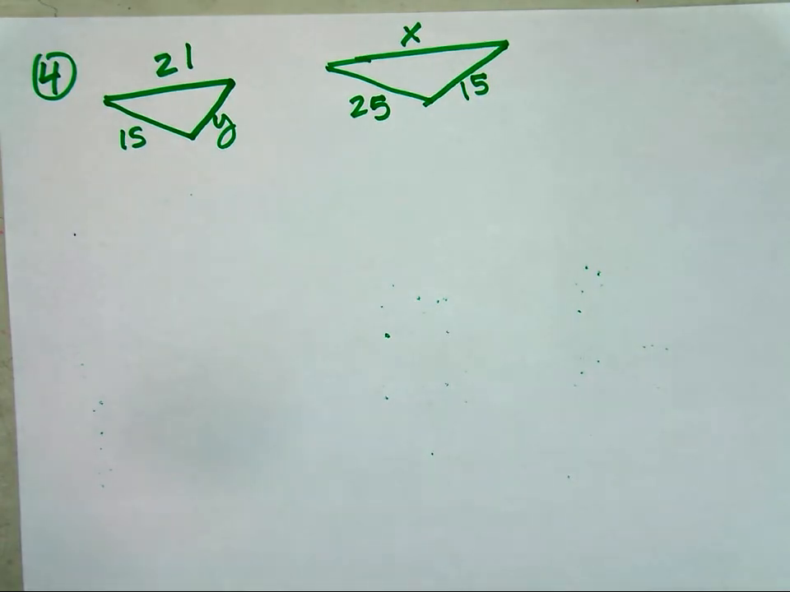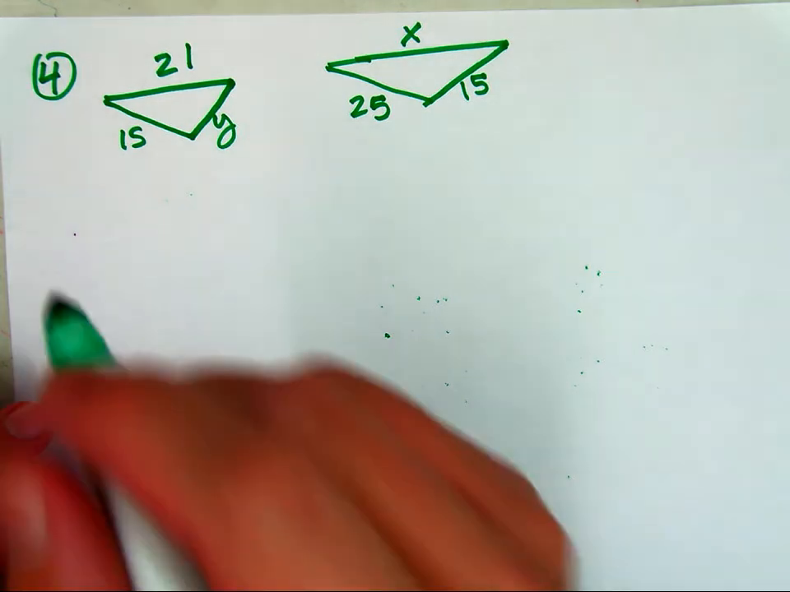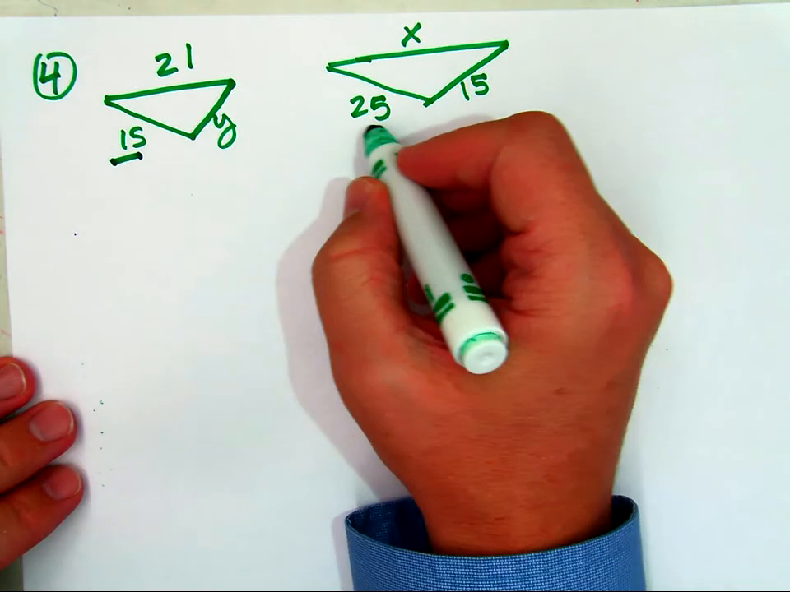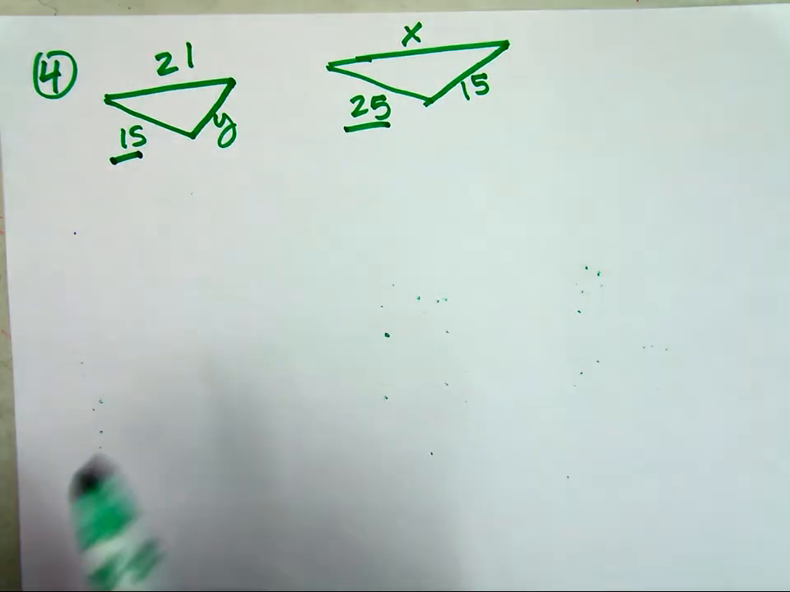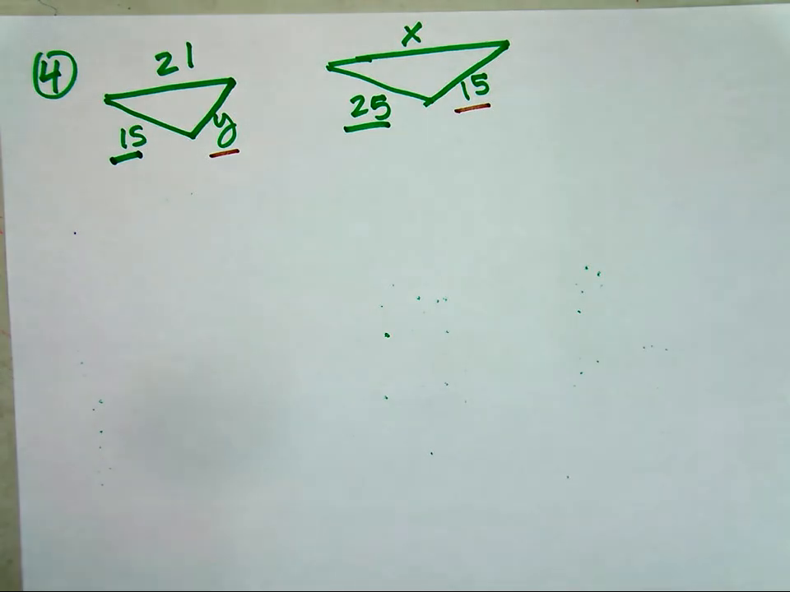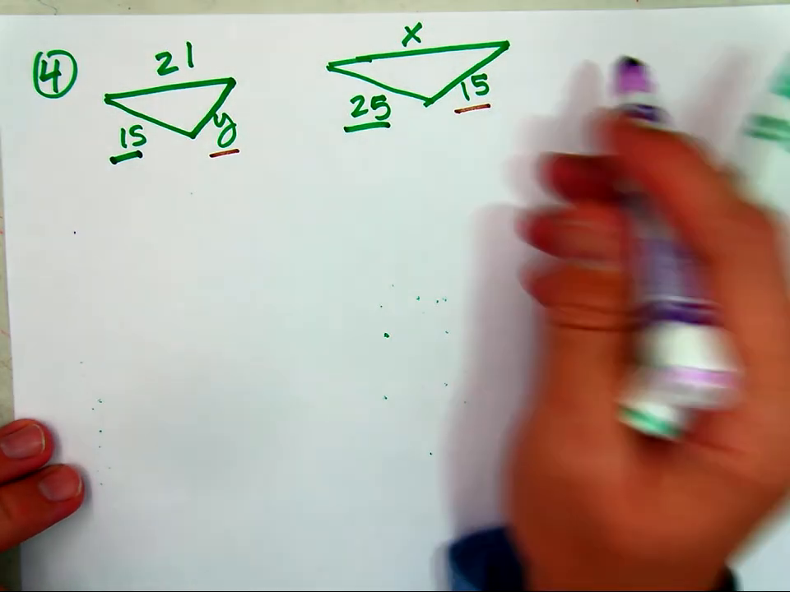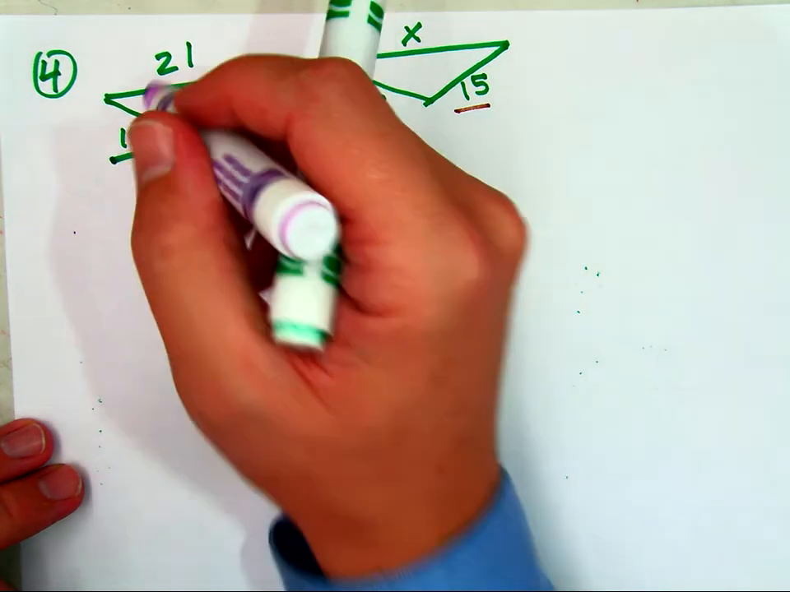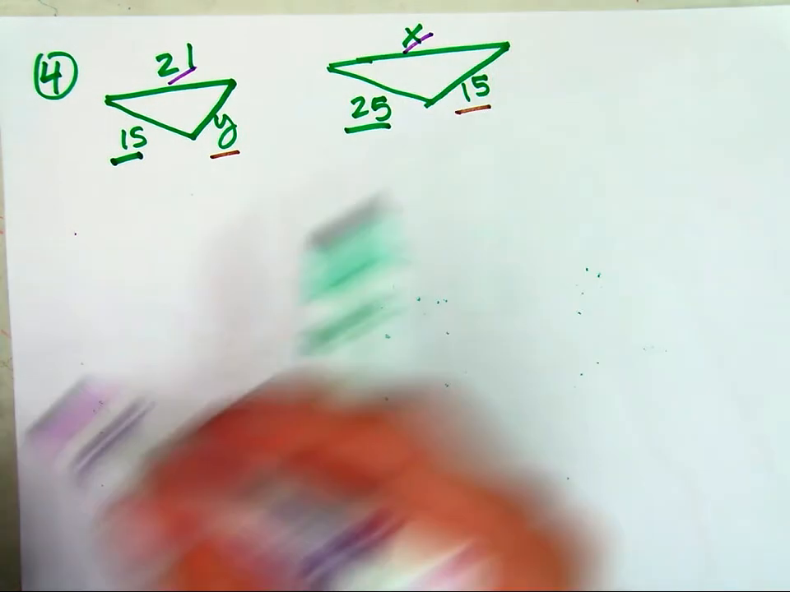We have two triangles. Triangle left, sides 15, y, and 21. Triangle right, sides 25, 15, and x. Push pause. Try this problem on your own. Okay, so let's match this up. 15 matches with the 25. Y matches with the 15, the other 15 in the other triangle. It's going to be important that we keep these two separated. And 21 matches with the x.